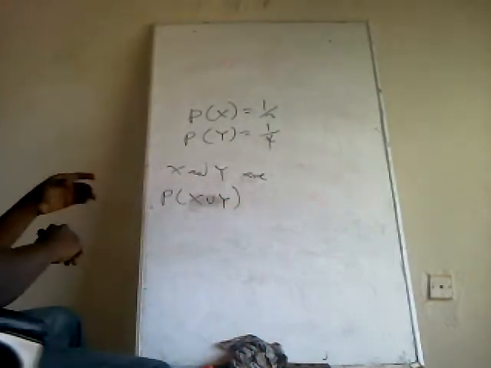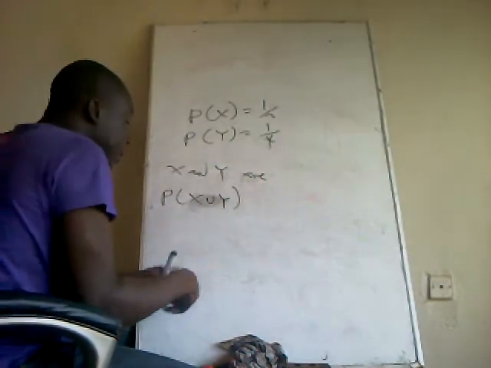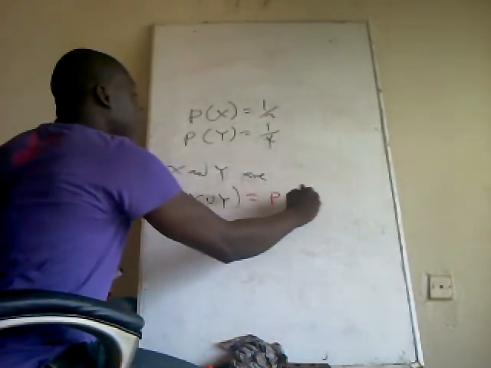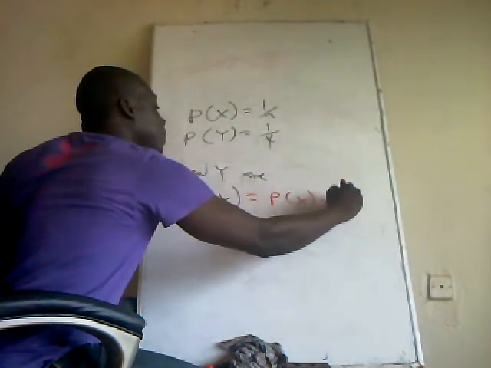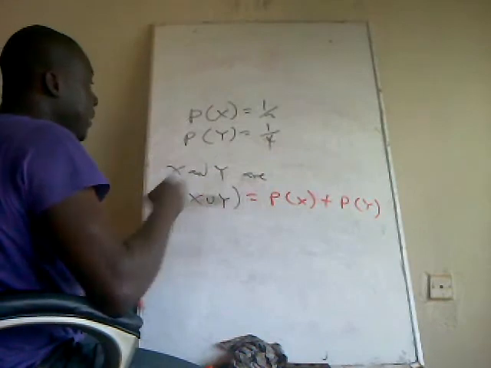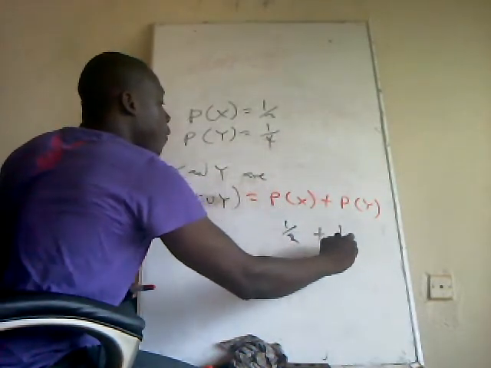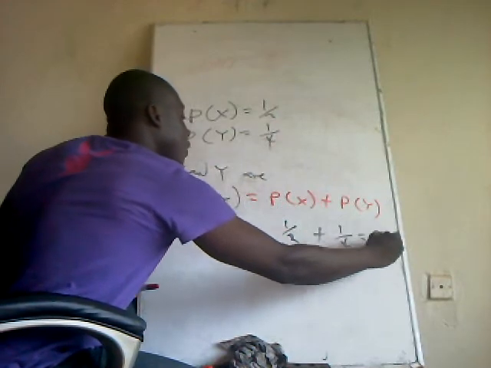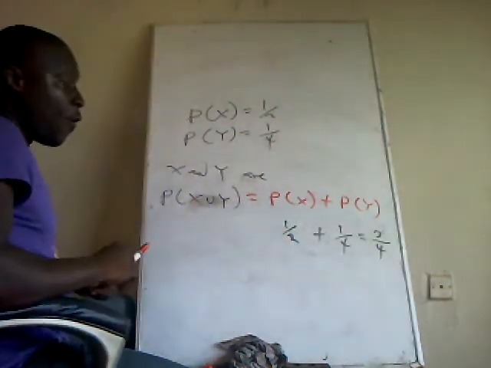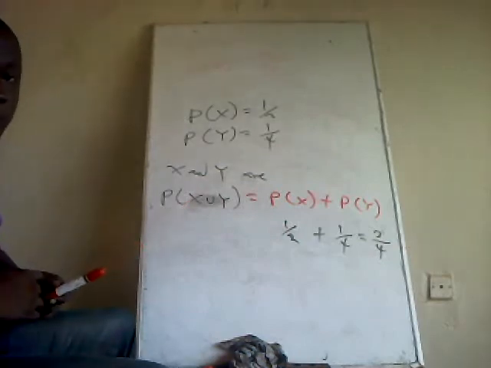Now, since it's mutually exclusive, then P of x union y is equal to P of X plus P of Y. That is just 1 over 2 plus 1 over 4, which is 3 over 4. So P of X union Y is 3 over 4.